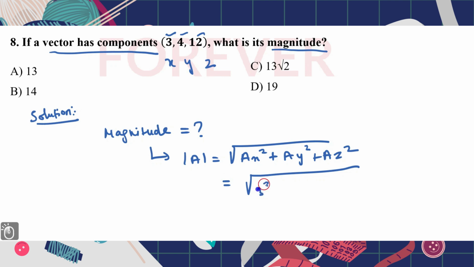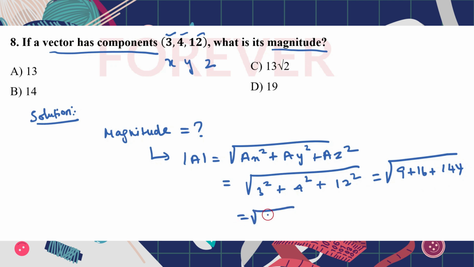Here x, y, z are 3 square plus 4 square plus 12 square, which is 9 plus 16 plus 144. Total we add up to 169. Rooted, the answer will be 13. So option B. So option A is correct. Okay, I hope you understand that.